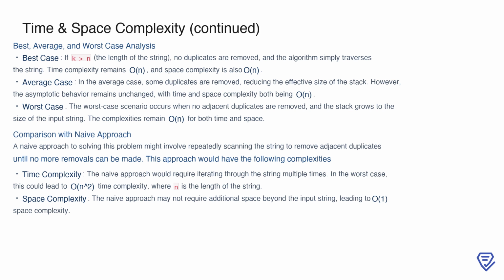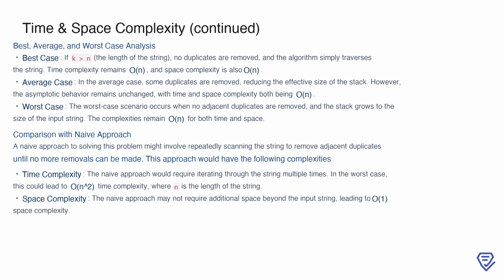In the average case, some duplicates are removed during processing, reducing the effective size of the stack. However, the overall behavior of the algorithm remains the same asymptotically, with both time and space complexities staying at O(n). In the worst case, no adjacent duplicates are removed, meaning the stack grows to its maximum size and holds all n characters.